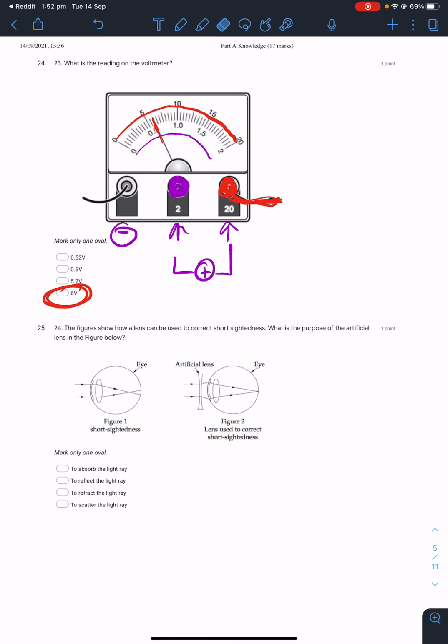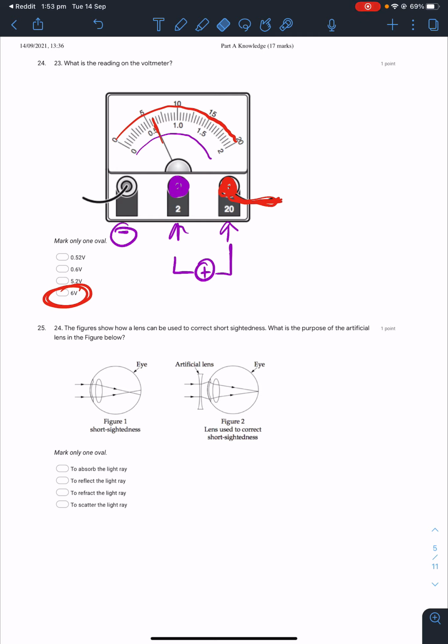Count how many divisions, look at what differs those divisions by. So we saw it differs by 5 volts. 10 divisions per 5 volts, that makes 1 division for a half volt. 2 divisions past 5 gives me 2 halves past 5, which gives me 6.